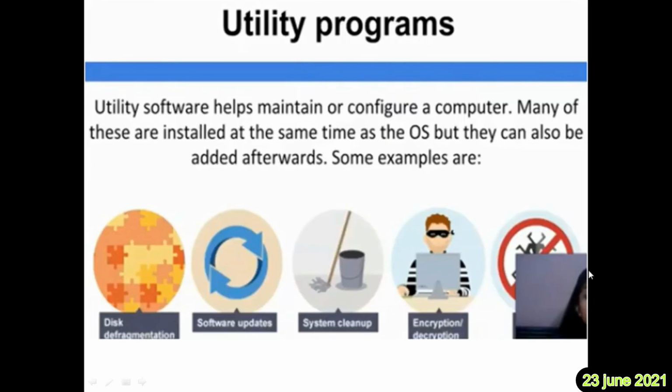Now in that, what is the utility? The first category, utility software. Utility software helps maintain or configure a computer. Many of these are installed at the same time as the operating system, but they can also be added afterwards. Examples of utility programs you can see: disk defragmentation, which comes with the operating system only. Then software updates, software cleaning up, encryption and decryption, etc.